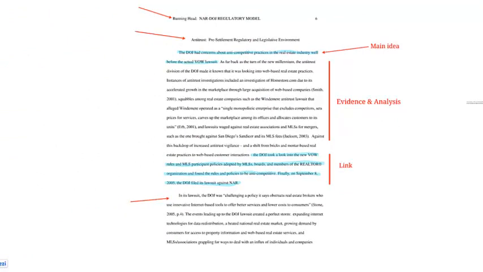So, always provide analysis by explaining the evidence. You can refute it, agree with it, unpack its meaning, or suggest implications, but you must provide some analysis.